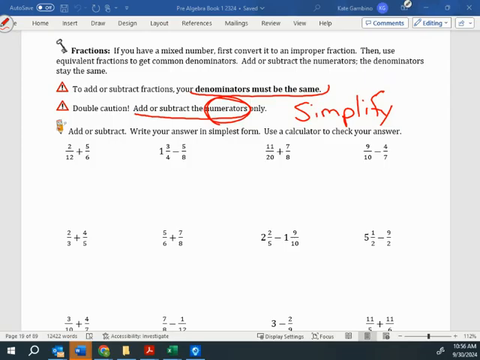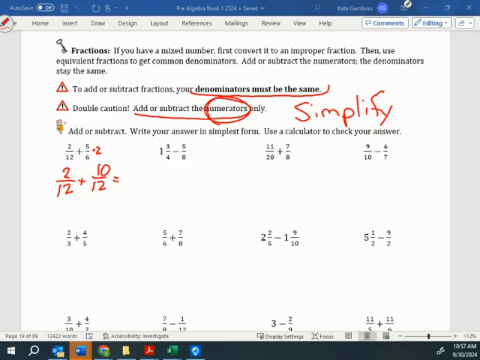So let's look at our first one. 2/12 plus 5/6. How would I do that? You make the 6 a 12 by multiplying it by 2. I want to have a 12 as that common denominator. To get that, I multiplied it by 2. So I keep my 2/12. That already has the 12 as my denominator. 6 times 2 is 12. 5 times 2 is 10.